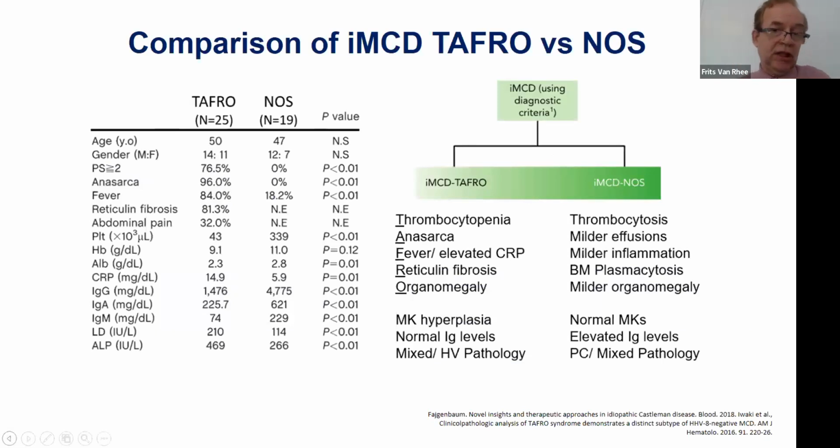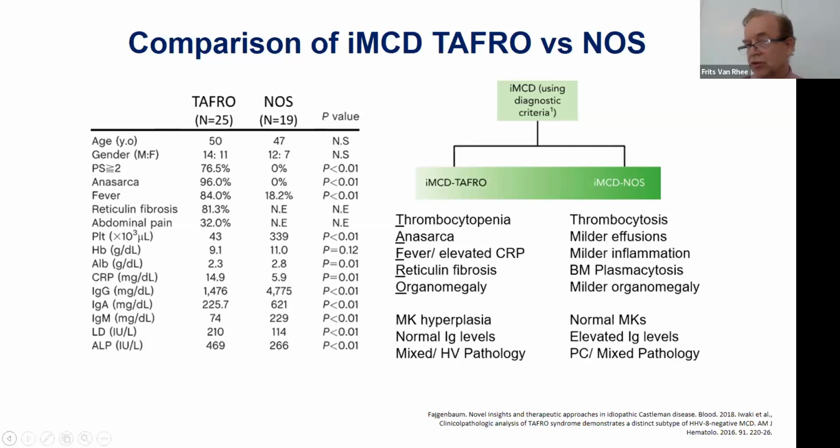TAFRO is an acronym which stands for thrombocytopenia, anasarca, fever, reticular fibrosis in the marrow, and organomegaly. Now, these patients also can have megakaryocyte hyperplasia. They typically have normal immunoglobulin levels, and they may have an elevated alkaline phosphatase. The other feature of these patients is that they're usually quite sick and much sicker than the patients with the other subtype, which we call not otherwise specified.